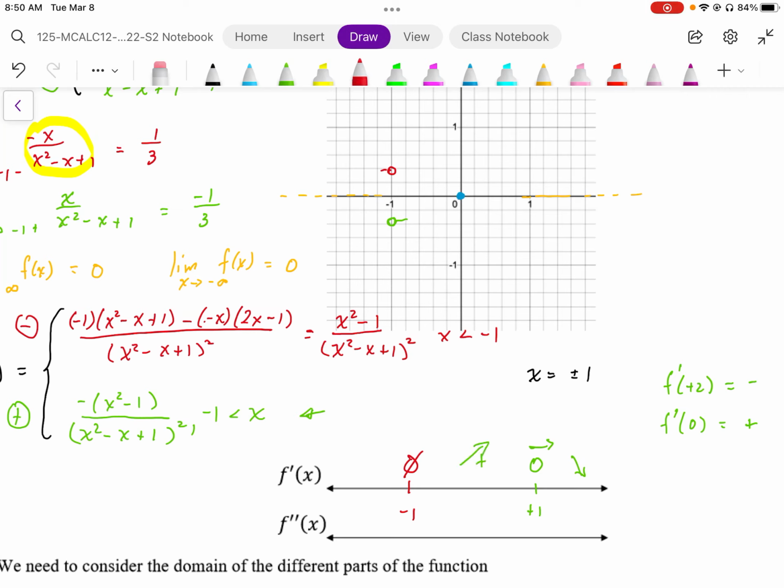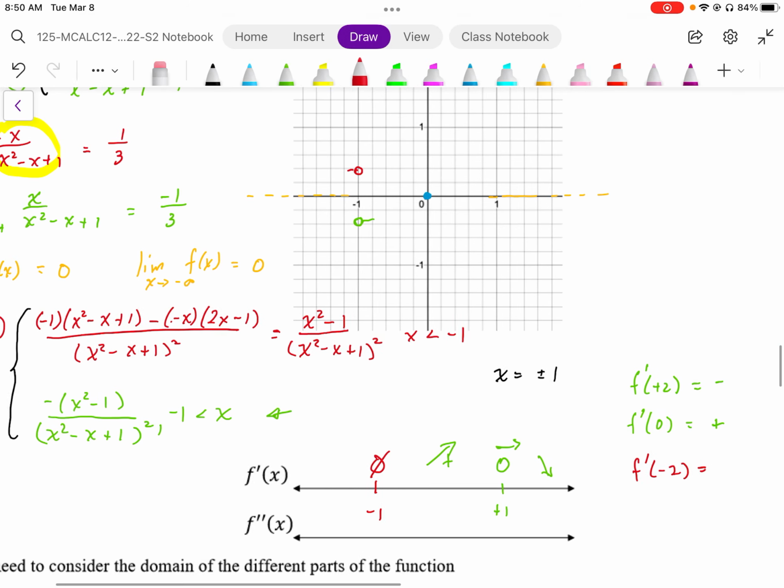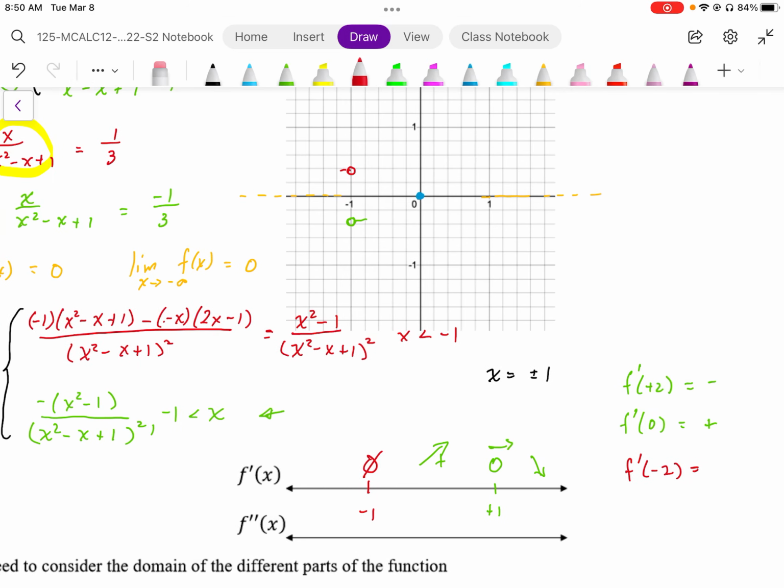I should also test the derivative to the left of -1, so I need to use the other derivative. So we're going to test the derivative at maybe -2. I plug -2 into that expression. The numerator is positive, the denominator is always positive, so I get positive slope through here. So I'm going to end up with positive slope to the undefined point, and then our slope chart is going to look like this. So it looks like I have a max coordinate at x equals 1.